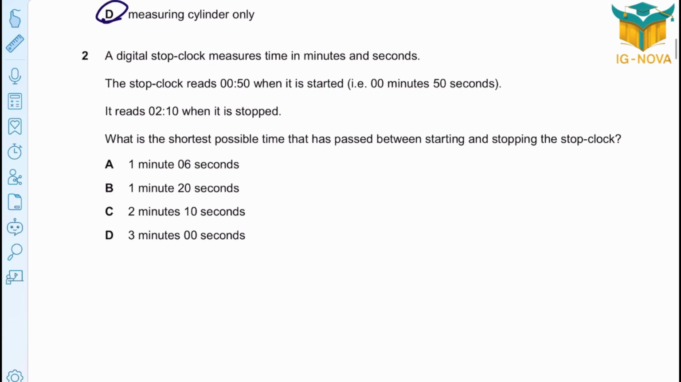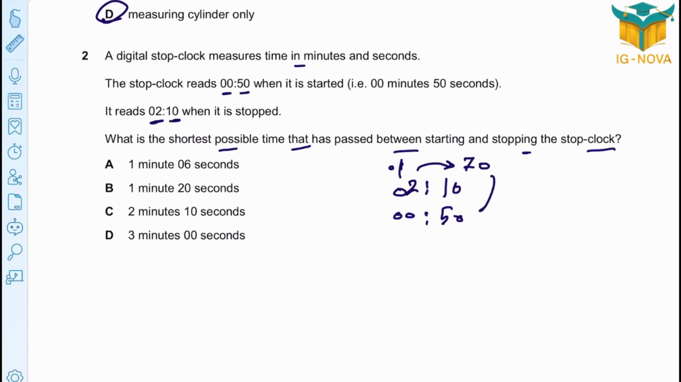Question 2. A digital stop clock measures time in minutes and seconds. The stop clock reads 0 minutes 50 seconds when it's started. It reads 2 minutes 10 seconds when it's stopped. What is the shortest possible time that has passed between starting and stopping the stop clock? From 2 minutes 10 seconds to 50 seconds: let's make it 1, and here 60 plus 10 is 70. 70 minus 50 is 20. And 1 remains the same, so it's 1 minute 20 seconds. So, option B.